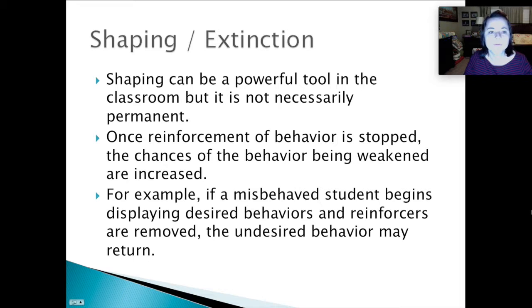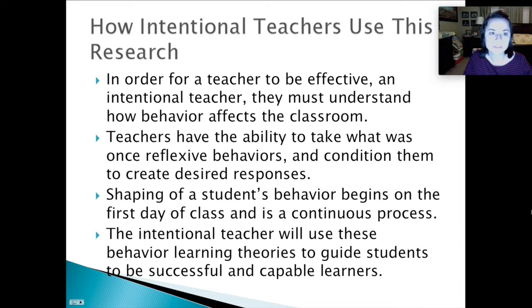Shaping can be a powerful tool in the classroom, but it is not necessarily permanent. Once reinforcement of behavior is stopped, the chances of the behavior becoming weakened are increased. For example, if a misbehaved student begins displaying desired behaviors and then the reinforcers are all of a sudden taken away, the student may revert back to the negative behavior that they were displaying before.